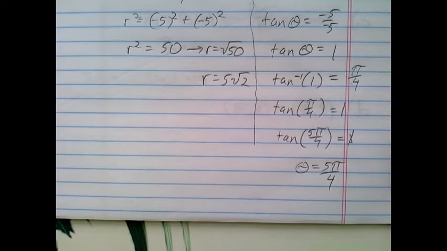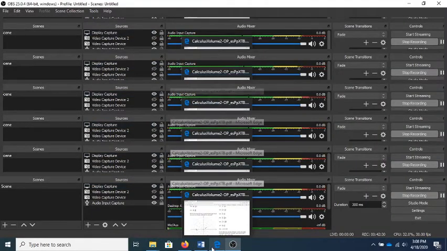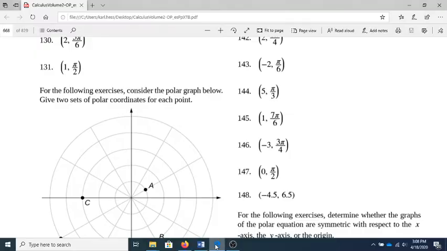Alright. Let's do problem 139. Okay, that's the next thing on my outline.